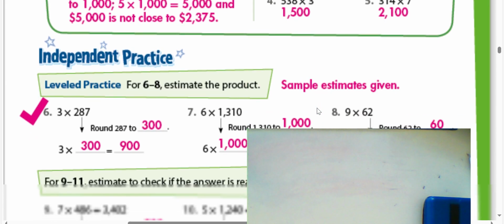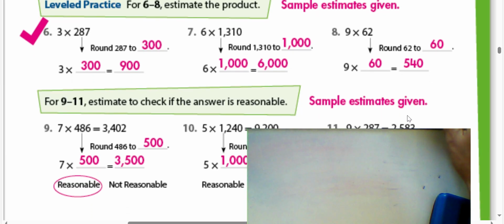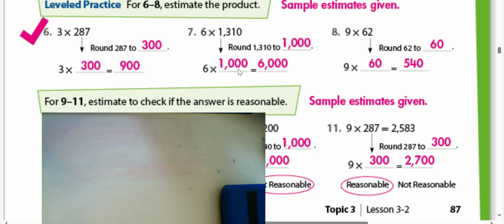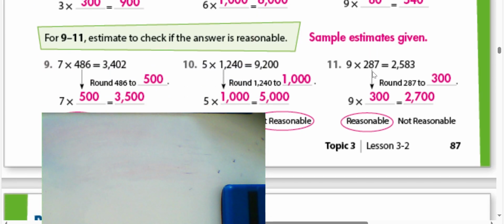Next question. Simple answer about this number. You can write the answer with me. This number is rounded to 300. 3 times 300 equals 900. 1300 is rounded to 1000. 1000 times 6 equals 6000. And also 62 is rounded to 60. 6 times 9, we must put 0, and 6 times 9 equals 54.